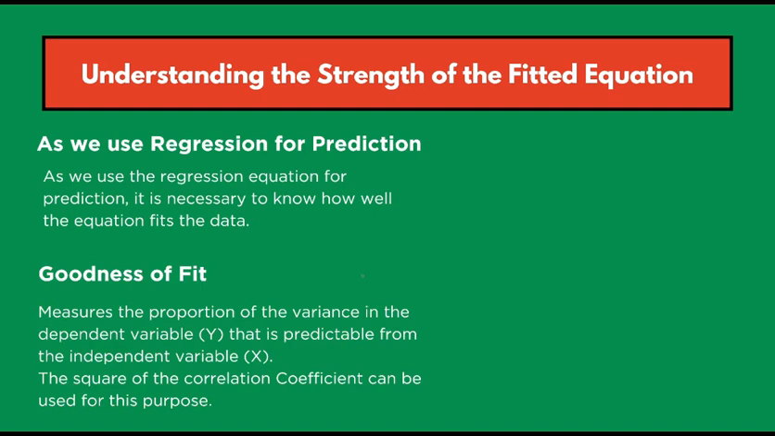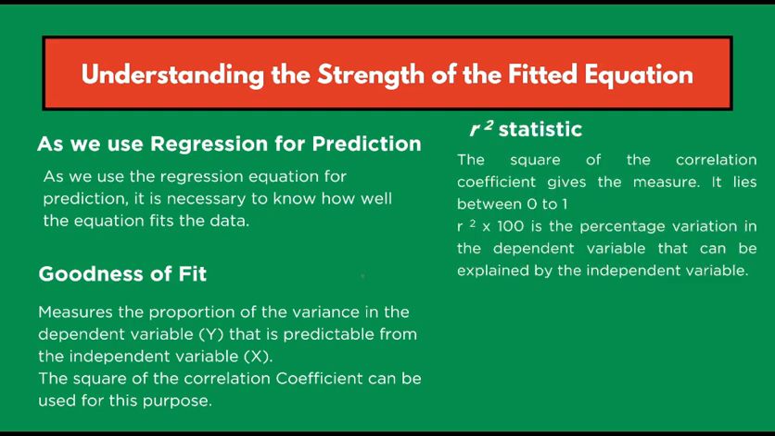It measures the proportion of variance in the dependent variable y that is predictable from the independent variable x. The square of the correlation can be used for this purpose. This is called R square. The value of R square lies between 0 and 1, because R, the correlation coefficient, starts from -1 and goes up to +1. So when you take the square, there is no point of getting any negative value. So R square lies between 0 and 1.